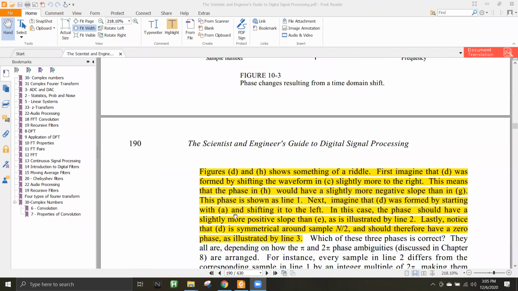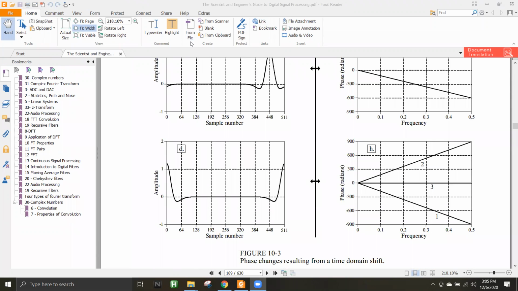Also, if you do not think of any kind of shifting, and you just think that D was there like this from the start, it seems like it is also symmetrical around N by 2, right? Same shape to the left and same shape to the right. And if it is symmetrical around N by 2, that means it is actually symmetrical around 0, because if you just take the same thing and connect it backwards, 0 would see the same sample to its left. So it is also symmetrical around sample 0, so that means it would have 0 phase.